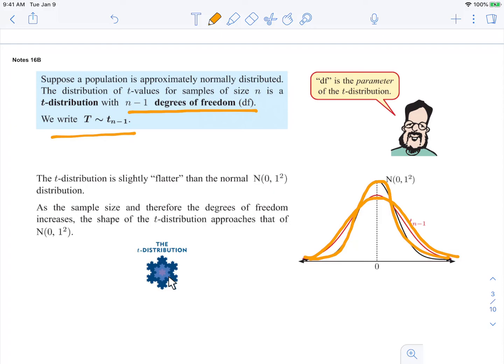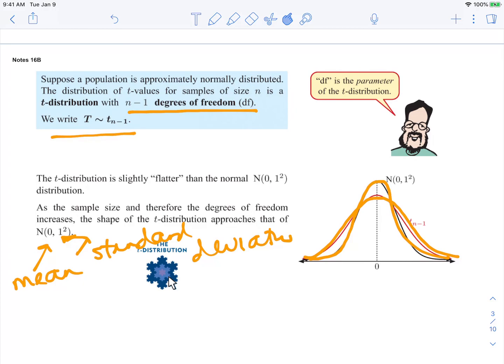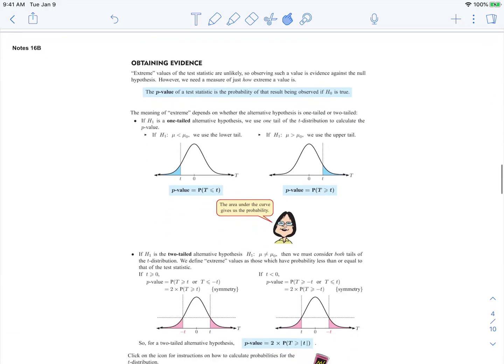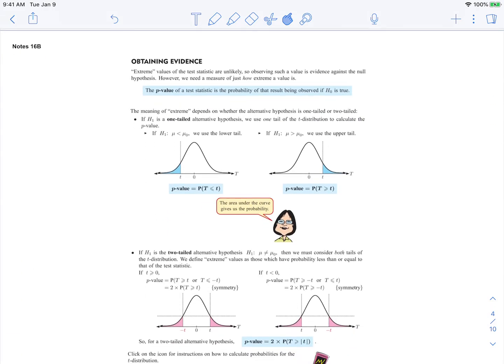As the sample size and therefore the degrees of freedom increases, the shape of the t-distribution approaches that of the normal distribution, with its mean and its standard deviation. We will pause there and create a new video for this.